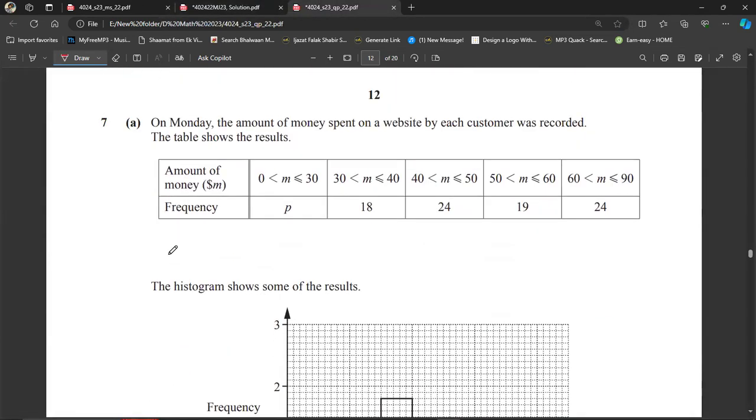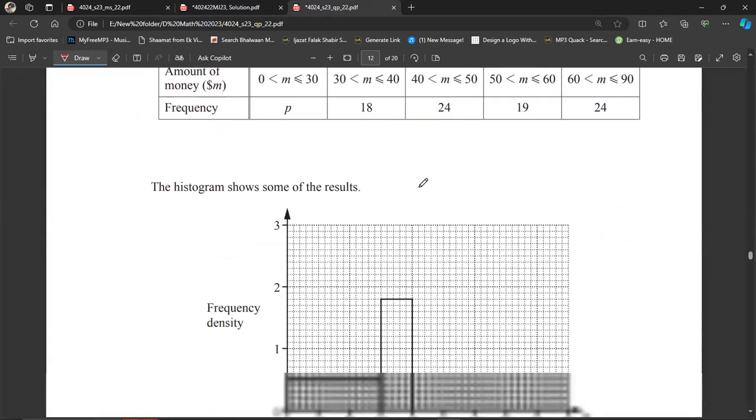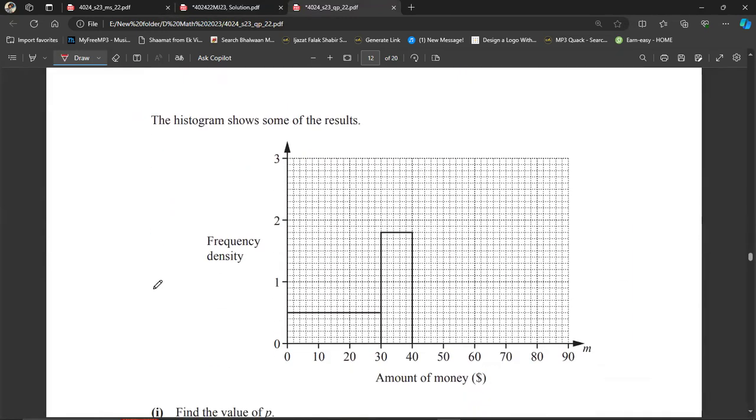The next question is 7, A part. On Monday, the amount of money spent on a website by each customer was recorded. The table shows from $0 to $30 P, from $30 to $40 18, from $40 to $50 24, from $50 to $60 19, from $60 to $90 24. It says that the histogram shows some of the results. So the histogram is represented for the first class and then the second class. On the y-axis we have the frequency density. On the x-axis we have the money they have spent.